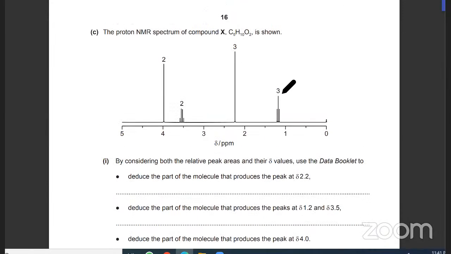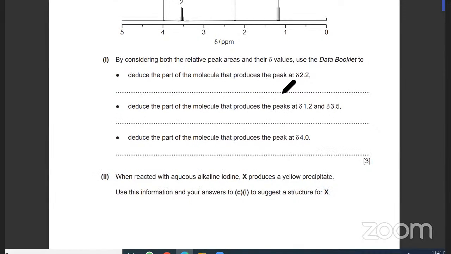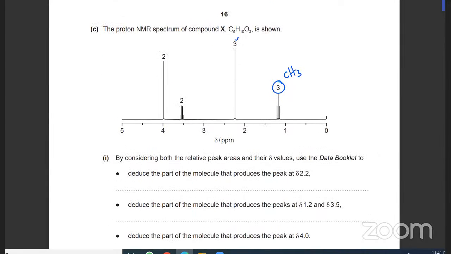First thing, you've got 3 protons resonating in this environment. That's CH3. Forget the parts, you can do this directly. That's CH3. We don't know what type of CH3 that is, but I know that there are 3 protons in the same environment. That means 3 hydrogens in the same environment. This is CH3 as well. I've got 2 hydrogens in the same environment. That's CH2. And I've got 2 protons in the same environment. That's probably going to be CH2 as well.